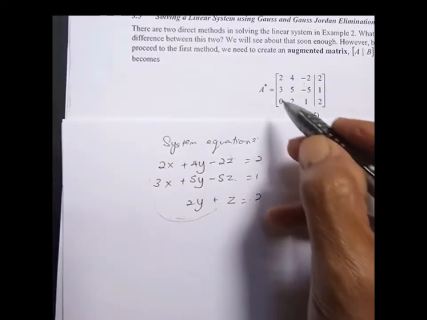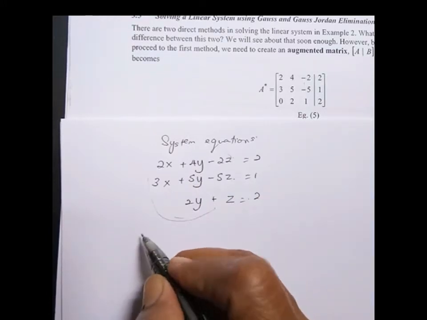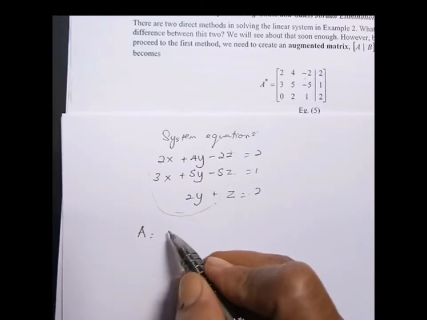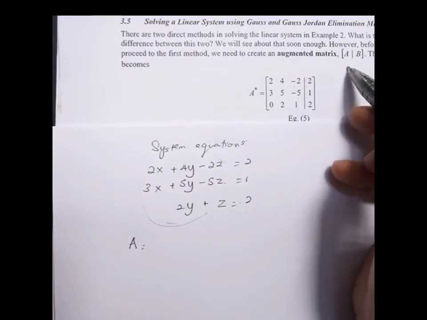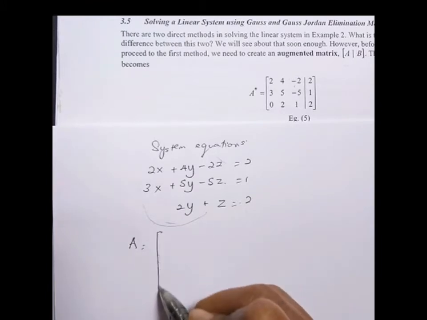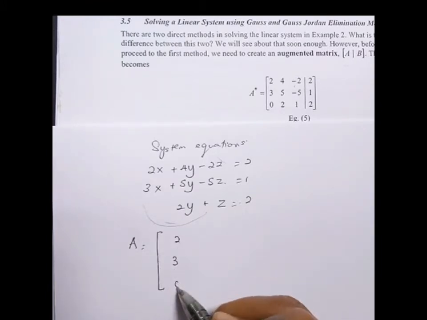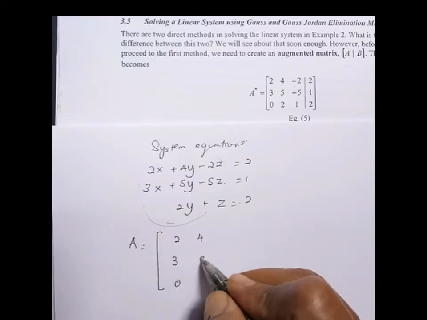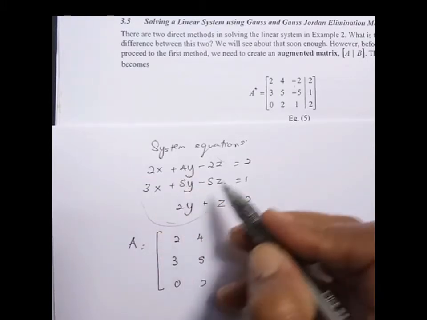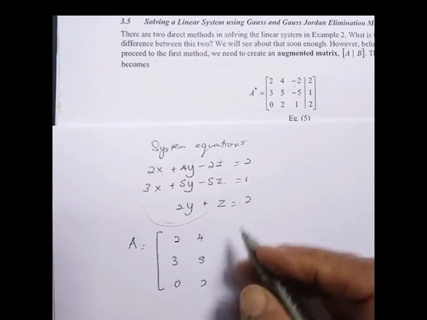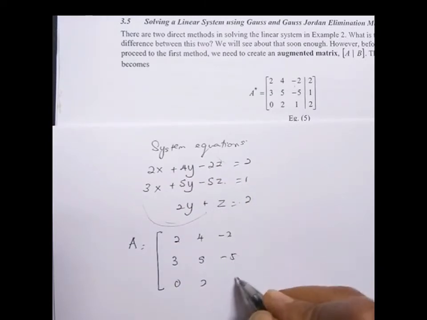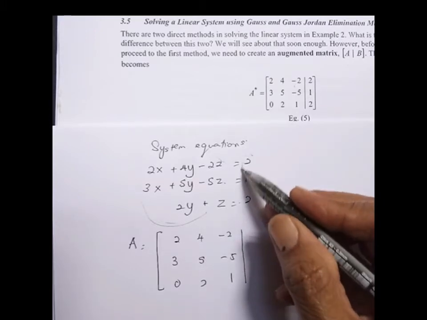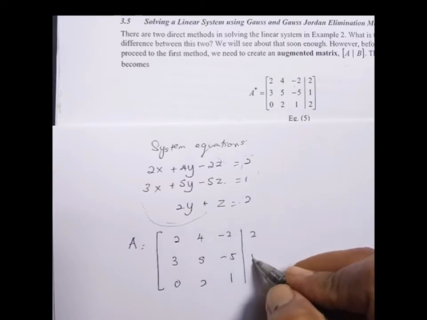So for matrix A, the augmented matrix is given in this form. A is 2, 3, 0. 0 says there is no coefficient for x. Then 4, 5, 2, and then minus 2, minus 5, and 1. On the right side, the last column is the right side value: 2, 1, and 2.